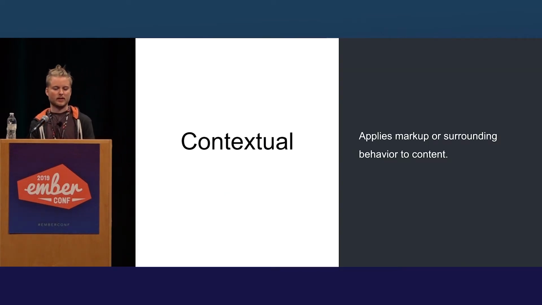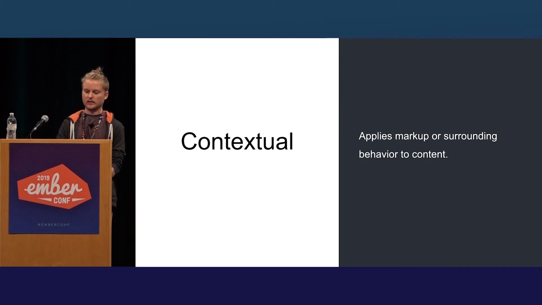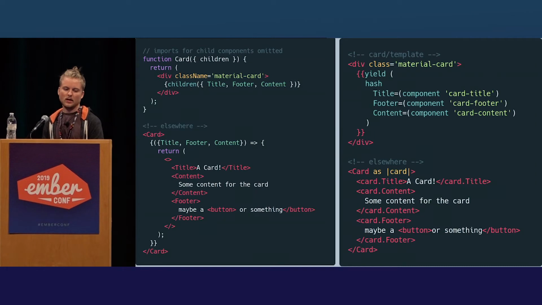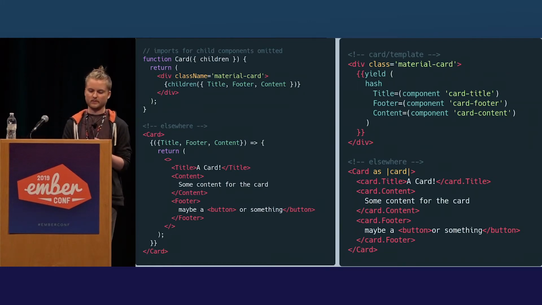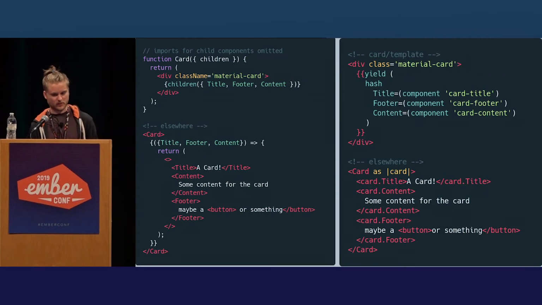Contextual components apply markup or surrounding behavior to content. This is an example of what a card might look like if there were a material UI style framework that implements cards this way. In general, UI integration framework libraries use a lot of contextual components. On the left is React, and on the right is Ember.